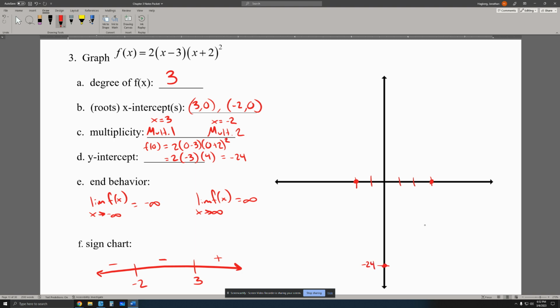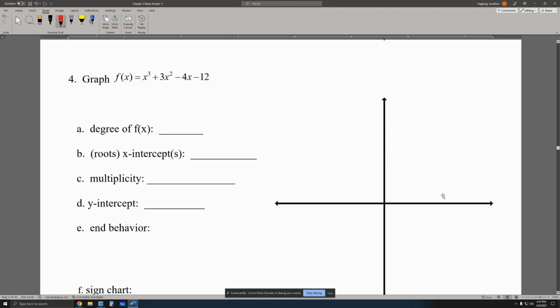So we'll go ahead and graph that. I know that the left-hand side is going to come up, starting from the negative side, up to -2 and then bounce. It's going to come back down, hit that y-intercept, and then it's going to finish off by passing through the 0 at x equals 3. All right. We got one more for us today.